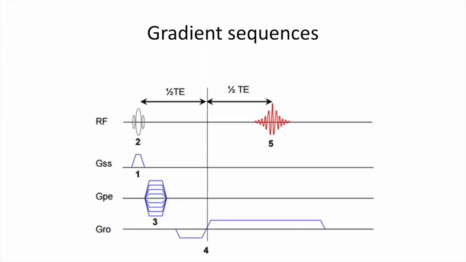The next important sequence is the gradient echo sequence. It is different from spin echo sequence in that it does not use a 180-degree refocusing pulse. Instead, after the initial RF pulse, a strong gradient is applied, first in the positive direction followed by the negative direction, with the negative gradient for twice the duration. This results in the formation of an echo signal.